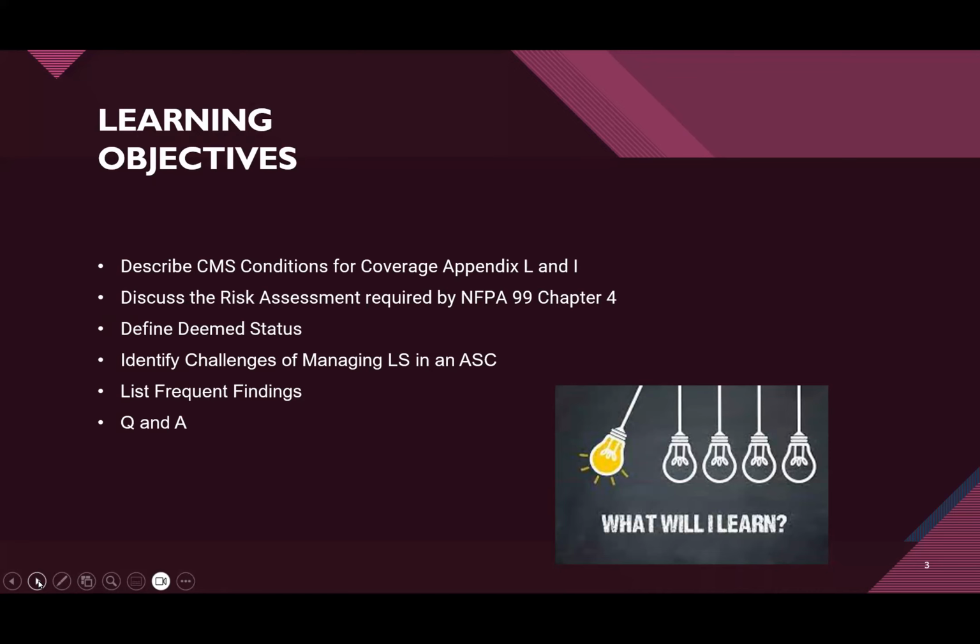I have a list of challenges in managing the life safety features of an ambulatory surgery center. The biggest challenge, right off the top of my head, is that you all wear many, many hats, and it's really hard to get down to the details of all the things that are required for life safety. I also have a list of frequent findings from the surveys of ambulatory surgery centers that I've done, findings that you can address.